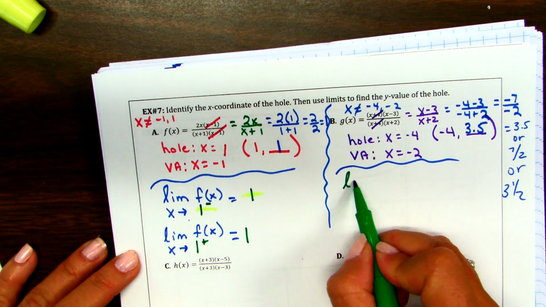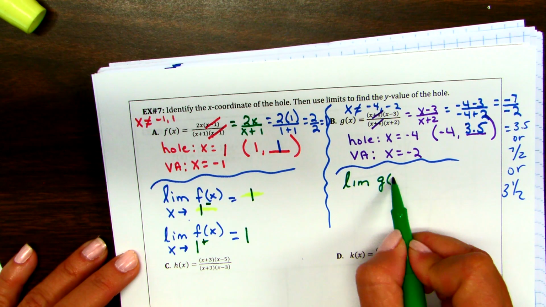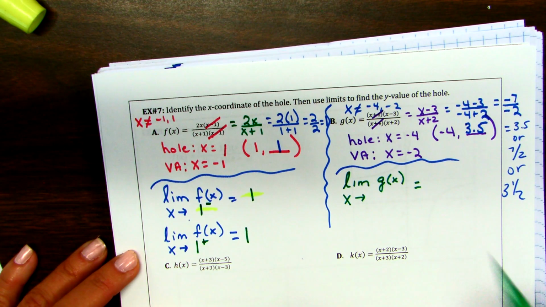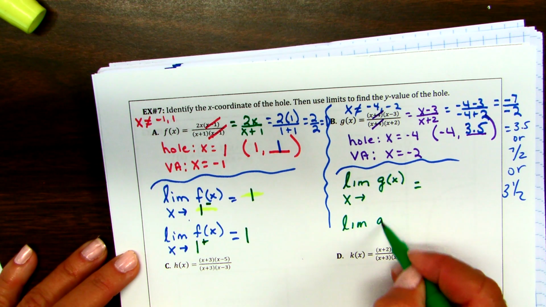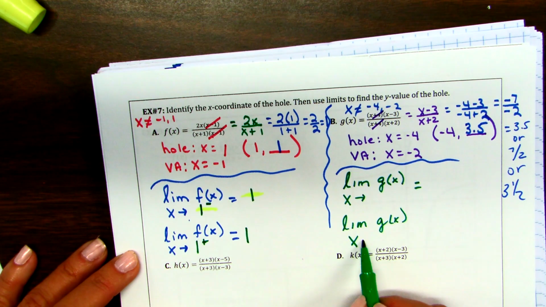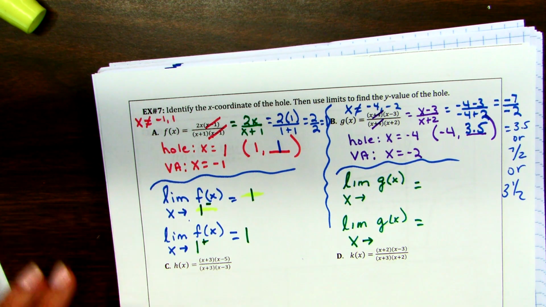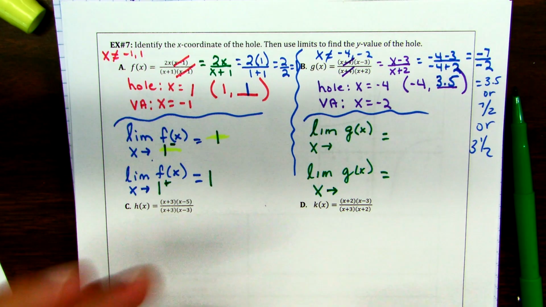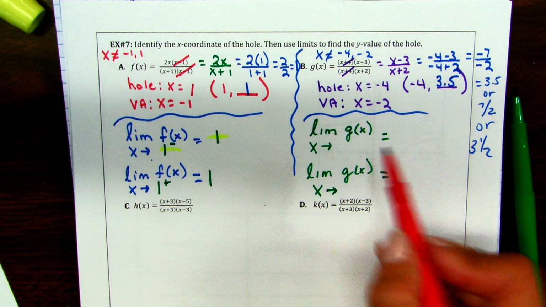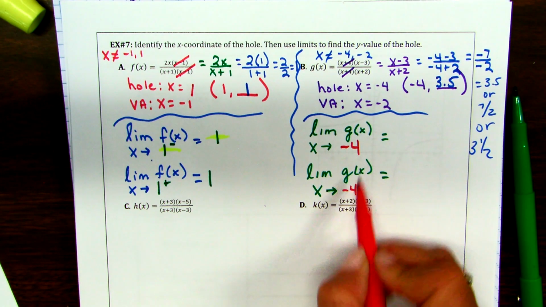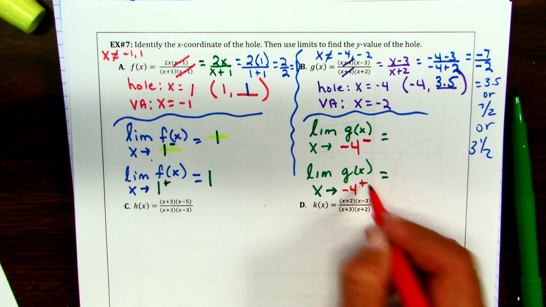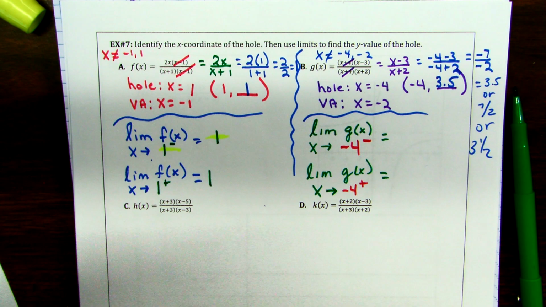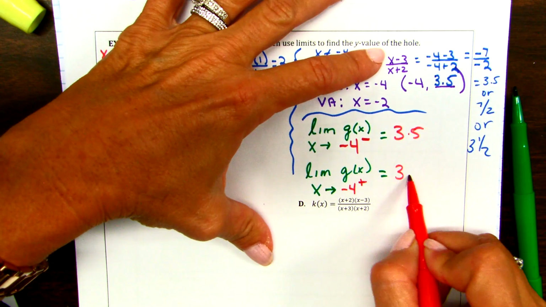So set it up. The limit of, what's the name? G of x. It's always going to be x approaching something equals something. And we're going to write one from the left and one from the right. And your x is for x approaches, it's just the x value of your hole, which is negative 4. From the left, from the right, coming from two different directions. What's the y value we're getting really, really close to? 3.5.